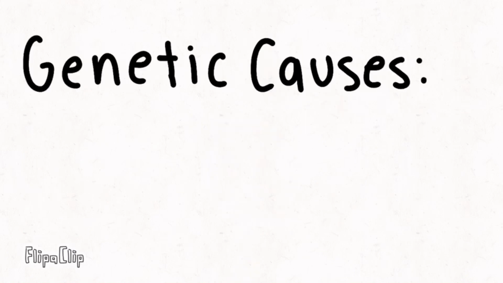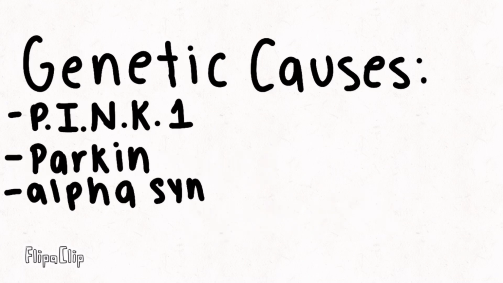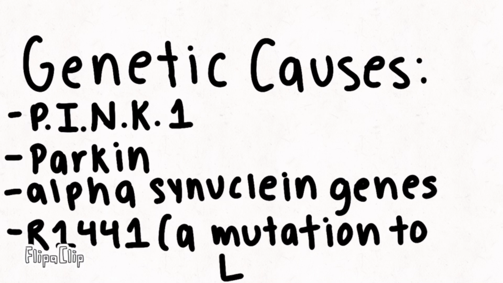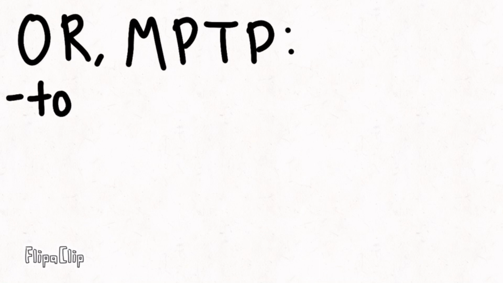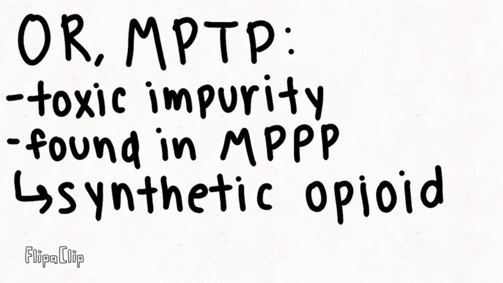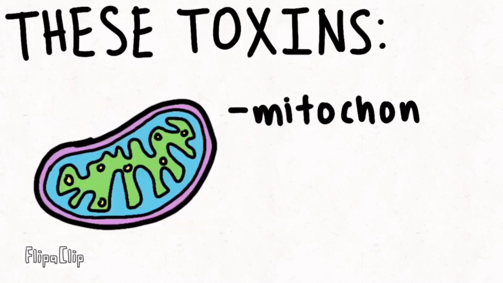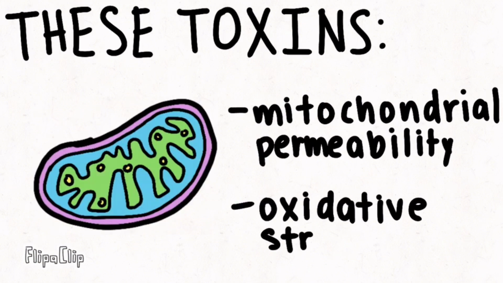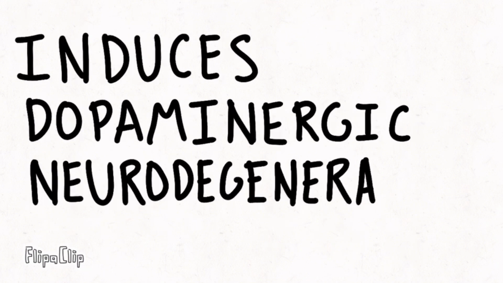There are also genetic causes like autosomal recessive mutations in PINK1, Parkin, and alpha-synuclein genes, and R1441, which is a mutation in LRRK2. Or it can be caused by MPTP, which is a toxic impurity found in the recreational drug, and PPP, a synthetic opioid. These toxins can cause an increase of mitochondrial permeability and the activity of oxidative stress in the mitochondria. These toxins induce dopaminergic neurodegeneration.